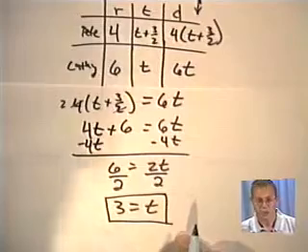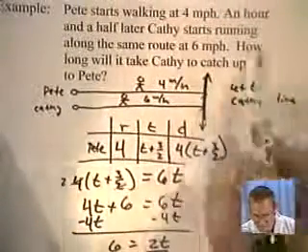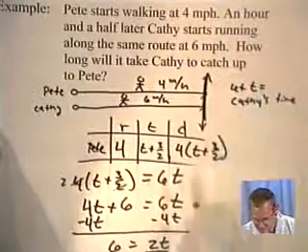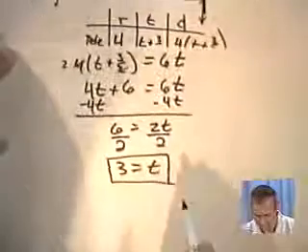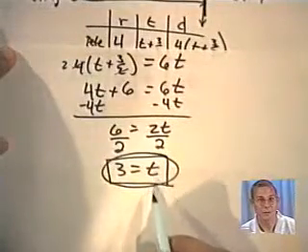Now let's see if we've answered the problem. The original problem said, how long will it take Kathy to catch up? Well, t was the variable for Kathy's time. That's exactly what we wanted to solve for. So Kathy's time was 3. It took her exactly 3 hours to catch up to Pete.